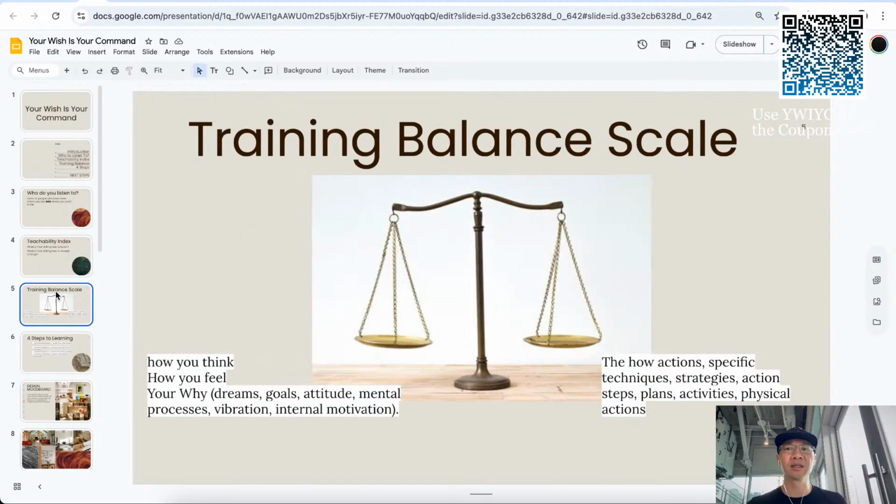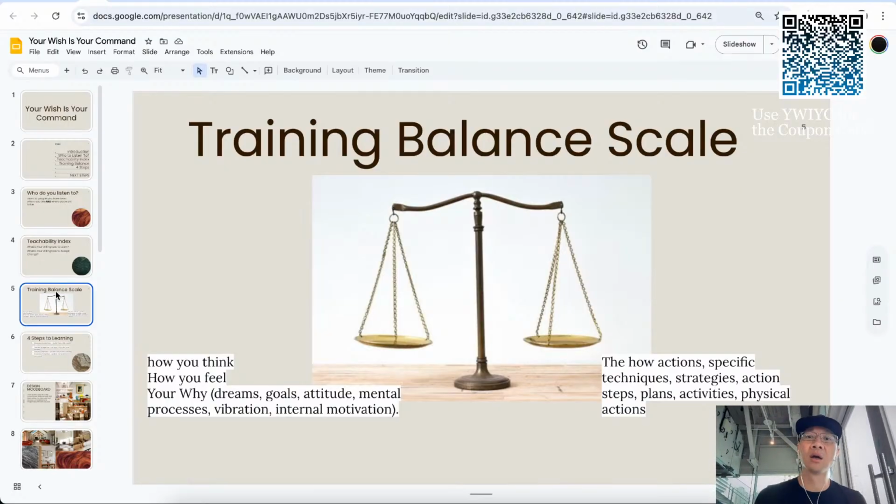The next lesson is a very, very powerful, exciting lesson I'll be sharing with y'all. It's called the training balance scale.